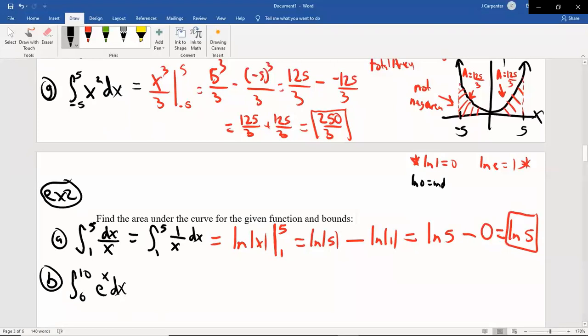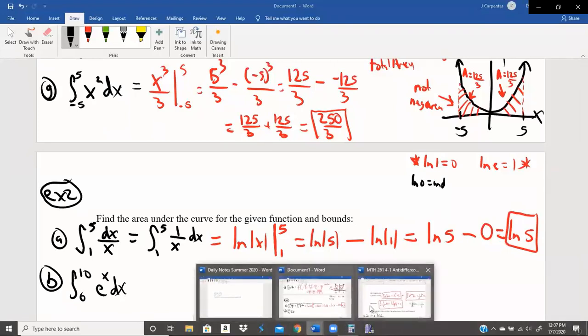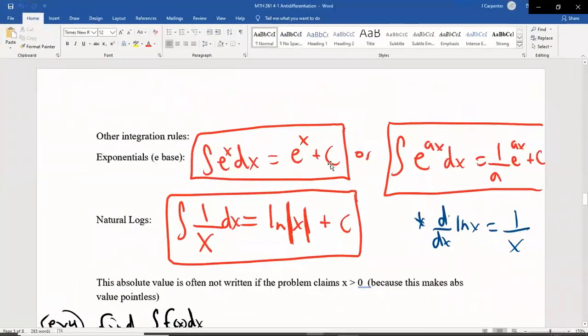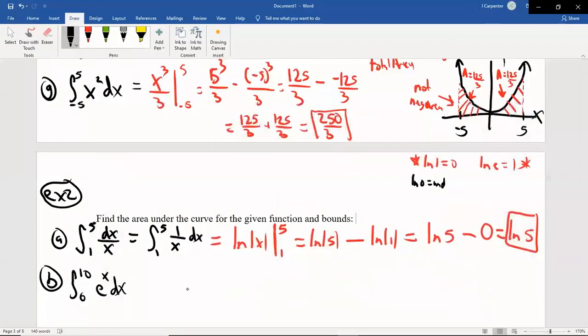So integrating e to the x, we go back to our formulas that you're supposed to memorize. The integral of just an e to the x is e to the x. If there was a constant coefficient up there with the x, then you'd have to divide by that as well. So we're just using the simpler one. But you can still see this one all day, every day. So the integral of e to the x is e to the x.